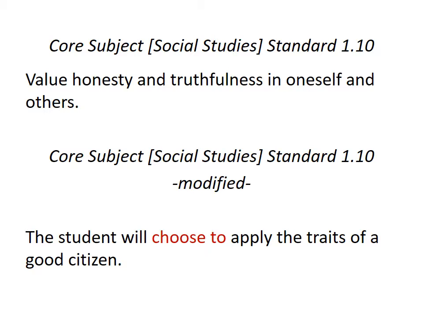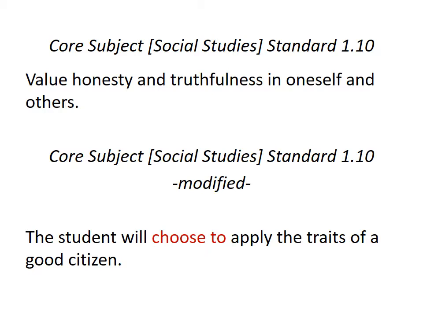Okay, here is a standard for first grade. Again, in social studies, students will value honesty and truthfulness in oneself and others. What a fabulous goal to shoot for. But of course, as an attitude, you have to translate that into something that's observable. How do you know that somebody values something? How could you tell? What could they do that would help you determine that they value honesty and truthfulness?